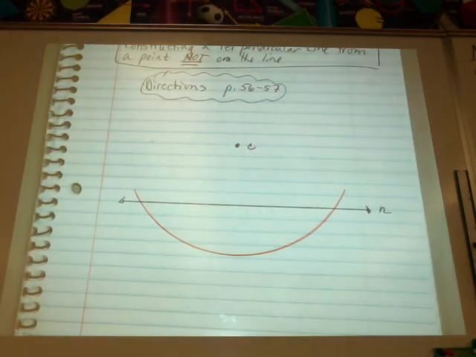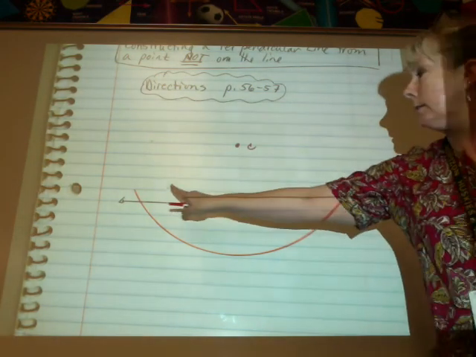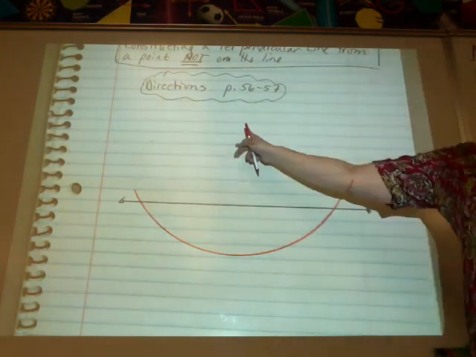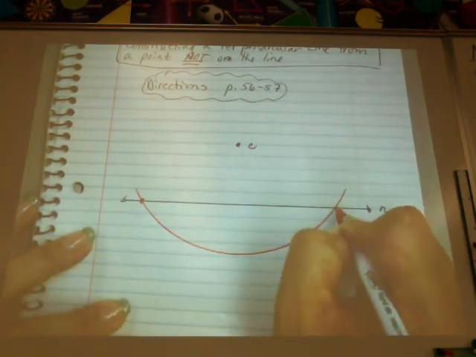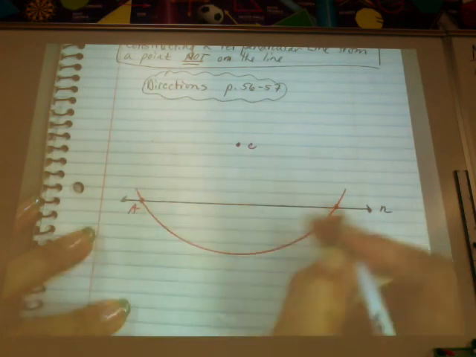I don't have to save that setting. But now I have 2 points on this line that are equal distance from that point C. So I'm going to put a point where my arc intersects my line in both places. I'm going to name one point A and one point B.